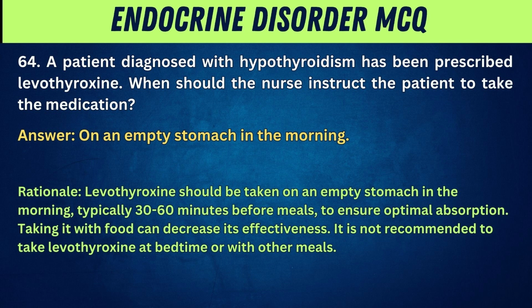Rationale: Levothyroxine should be taken on an empty stomach in the morning, typically 30 to 60 minutes before meals, to ensure optimal absorption. Taking it with food can decrease its effectiveness. It is not recommended to take levothyroxine at bedtime or with other meals.